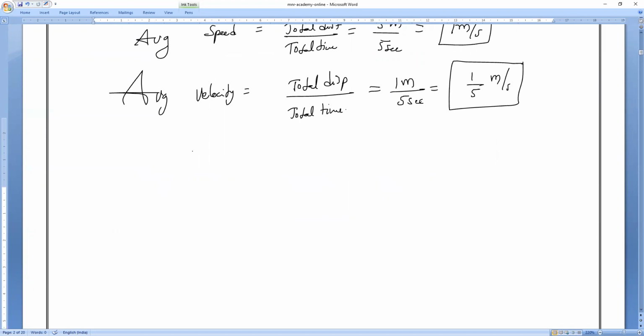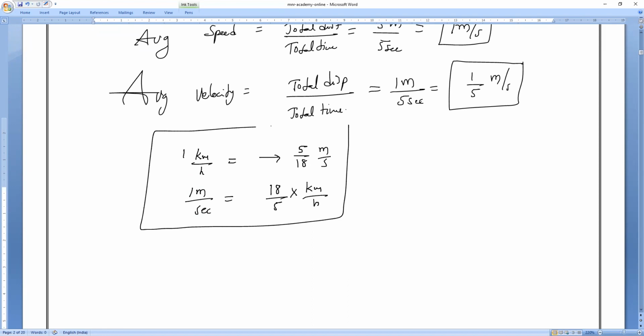And keep it in mind, when we are converting kilometer per hour to meter per second, all of you understand? We have to multiply with 5 by 18. 1 kilometer per hour equals 5 by 18 meter per second. Same way, if you are converting 1 meter per second into kilometer per hour, you should multiply with 18 by 5. So be very careful.